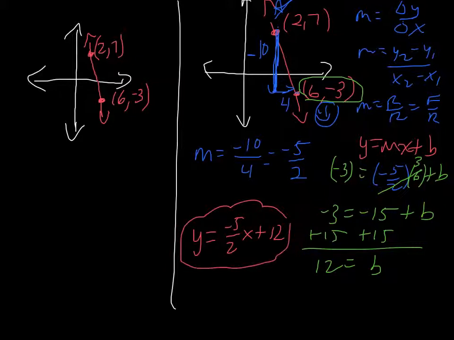Okay, so there's 3 ways. Given a slope and a point, given 2 points, or given a graph, we should still be able to write our equations of a line.